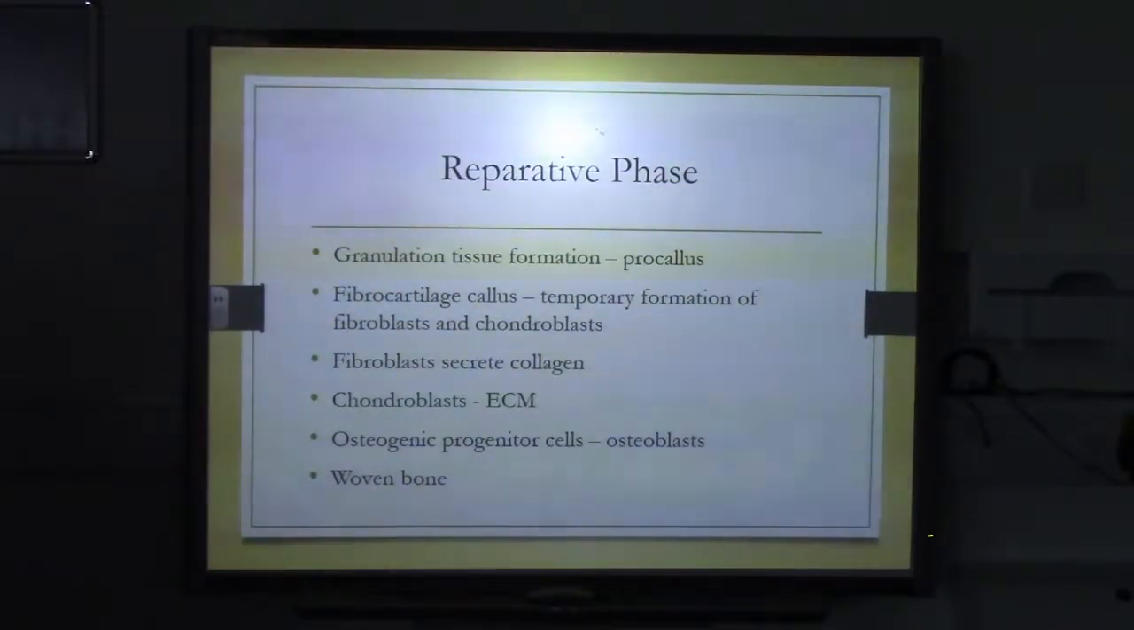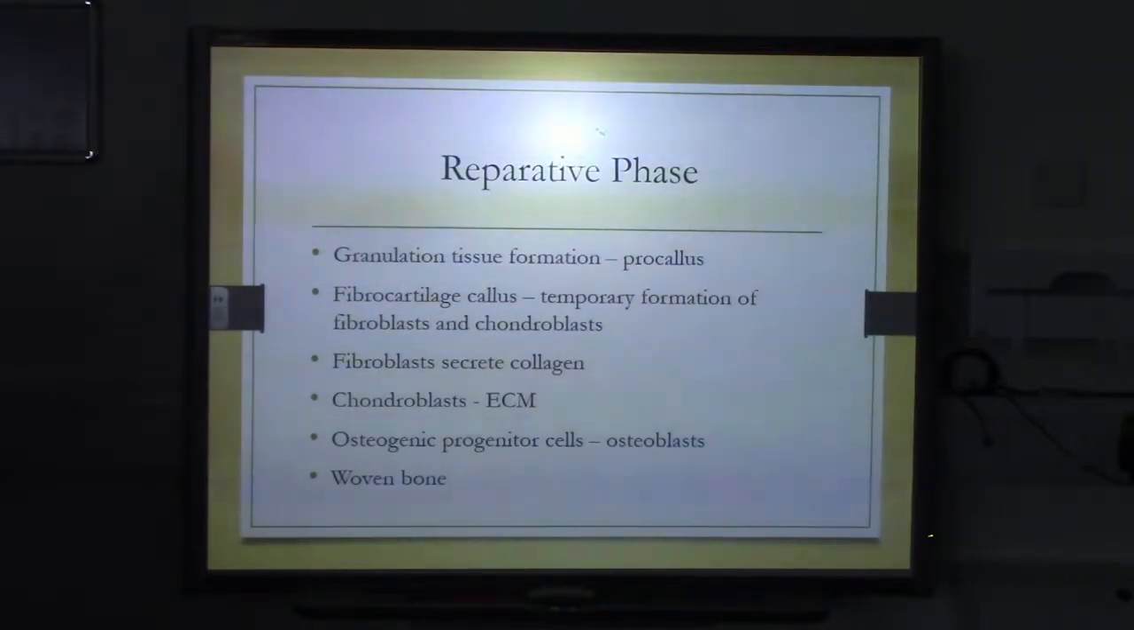The reparative phase and the granulation tissue formation, which forms procallus. At the site of injury, new blood vessels grow into the hematoma, which was formed in the last stage, and this begins to organise into granulation tissue formation, or procallus.